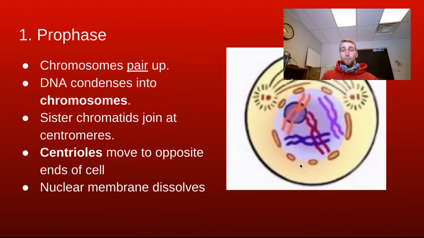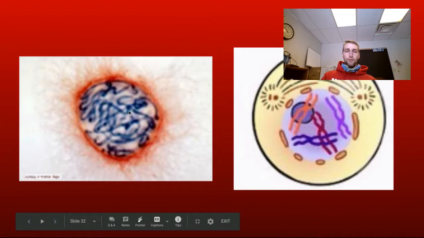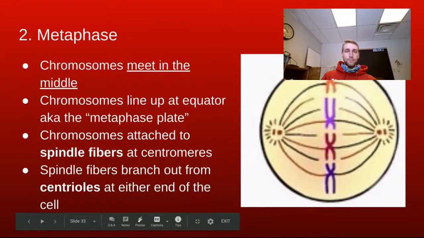So remember, that nuclear membrane has been protecting the DNA while the cell is doing its functions, but now we want to start moving chromosomes around. We're going to have to get rid of the membrane. So you can see it breaking down here. And there's a picture of an actual cell. In prophase, you can see that chromosomes are condensed. Membrane is starting to break down, but we don't really see anything else yet.